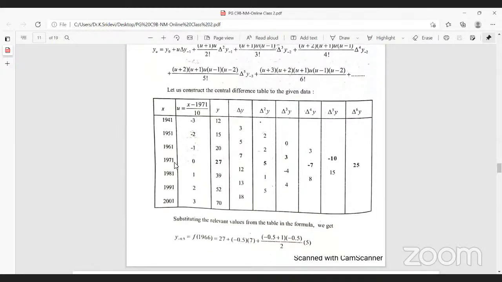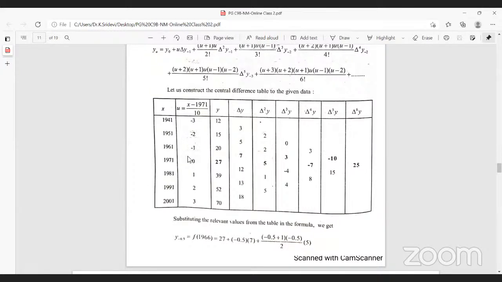So from this table, what is the middle value of X? We assume that it is 1971 and Y0 is 0. According to this middle value 1971, this is the central line, with 27, 5, minus 7, 25 as the entries or values on the central line. And in this formula, we are using the values which are above the central line. That is 1971, 0, 27 above the central line, 7, 3, minus 10. These are the values above the central line.